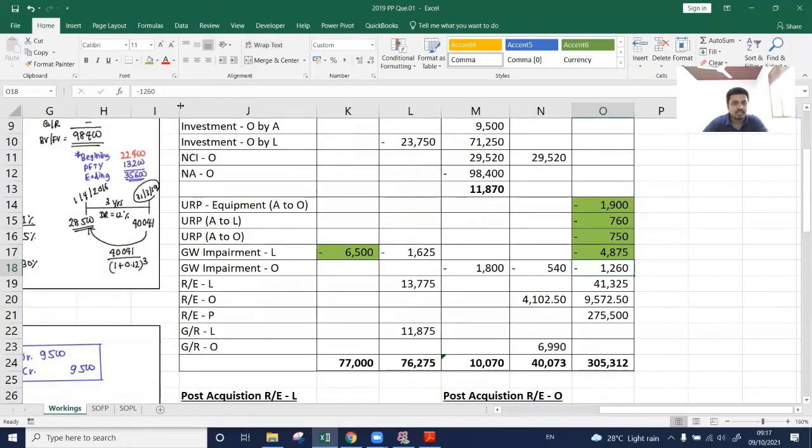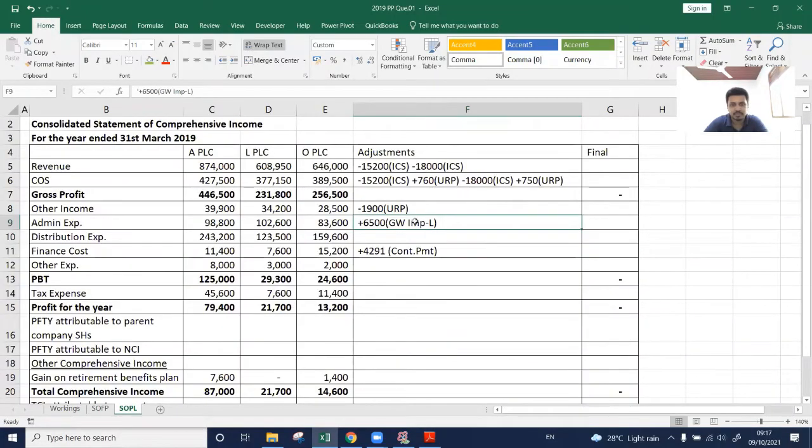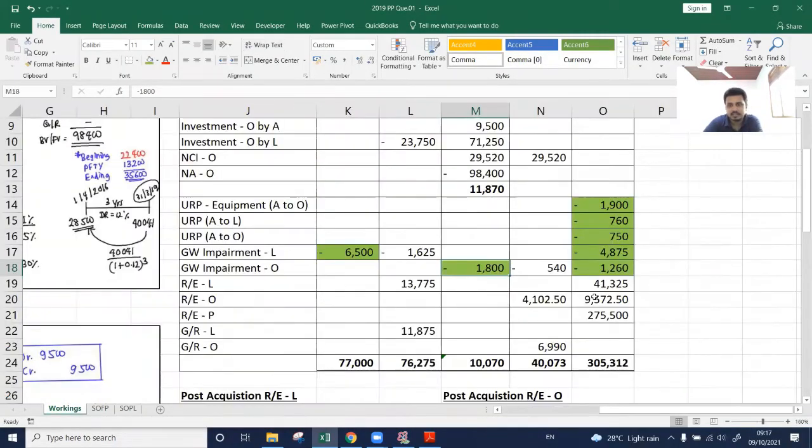And there is a goodwill impairment with respect to Orange PLC as well. The total amount we need to consider is 1,800. We need to add it under administrative expenses. Goodwill impairment of Orange PLC. Right. So we have considered the goodwill impairment as well.